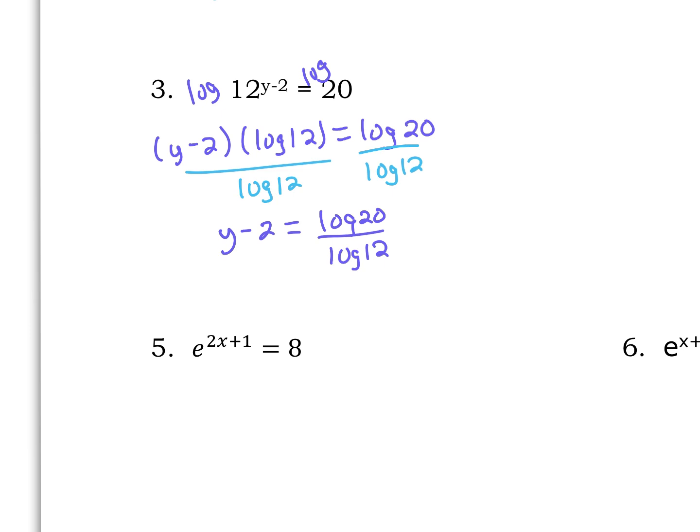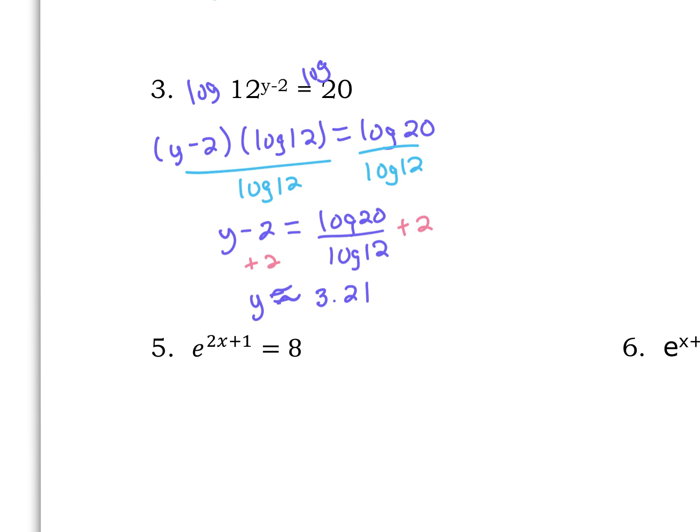And then we're just going to have to add this 2 over to the other side. So make sure you're careful plugging in here when you solve this, because we want to find what the log of 20 divided by the log of 12 is. And then at the end, you add that 2. So be careful how you're plugging in there. So we find that as our exact answer. And that is approximately equal to 3.21.